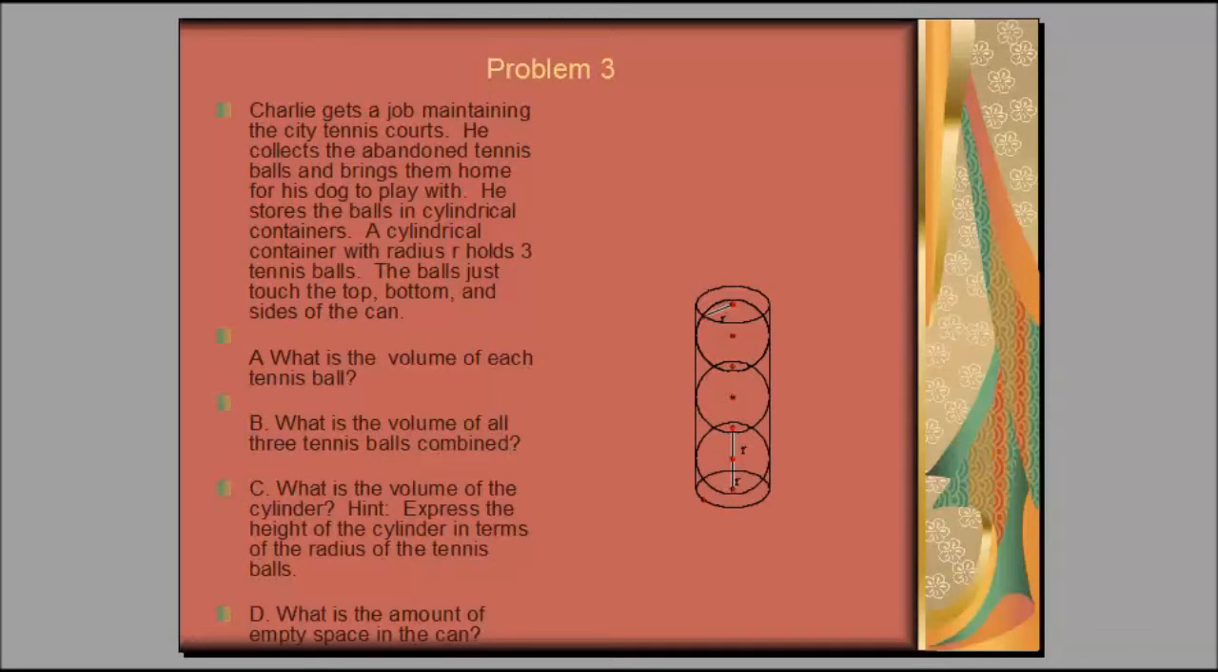Which is A. B. What is the volume of all 3 tennis balls combined? C. What is the volume of the cylinder? Hint. Express the height of the cylinder in terms of the radius of the tennis balls. D. What is the amount of empty space in the can?